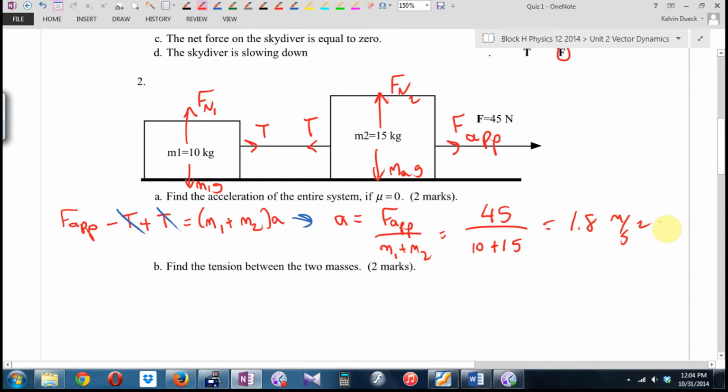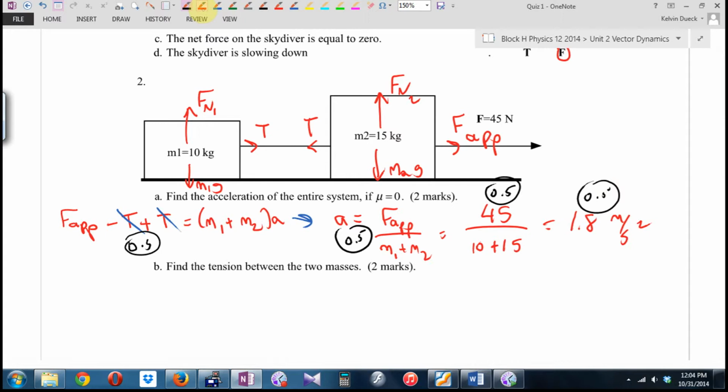If you got that, 2 out of 2. Otherwise, I would probably go half mark if I saw that, half mark if I saw that, half mark for sticking in the numbers, and a half mark for the answer. And if you forgot the units, take a half mark off.